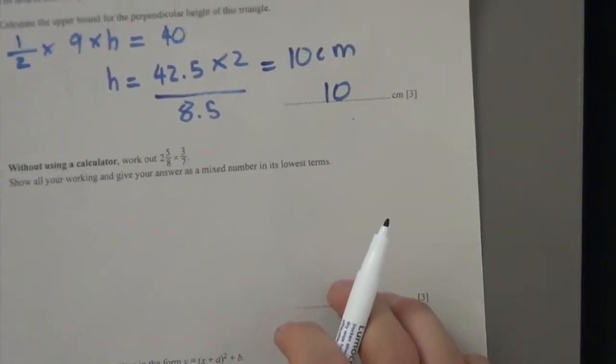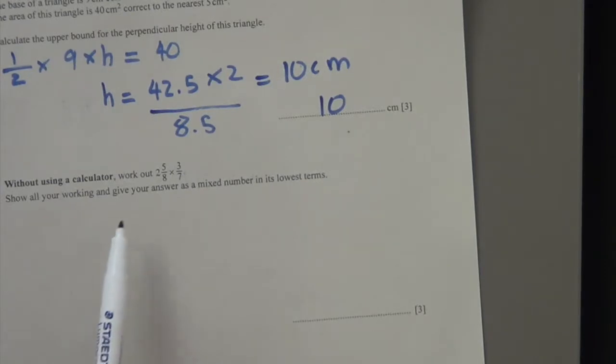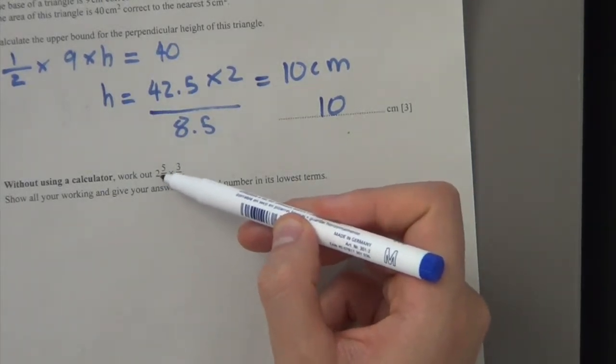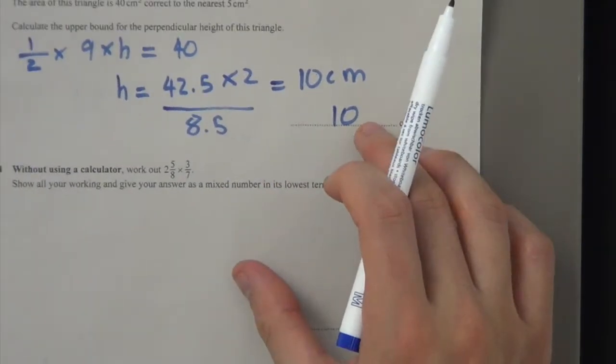Right, next question. Says, without using a calculator, work out 2 5/8 times 3 over 7. Show all your working and give your answer as a mixed number in its lowest terms. Okay, for those of you that don't know, a mixed number is a number with a fraction after it. Okay, so that's what a mixed number is.